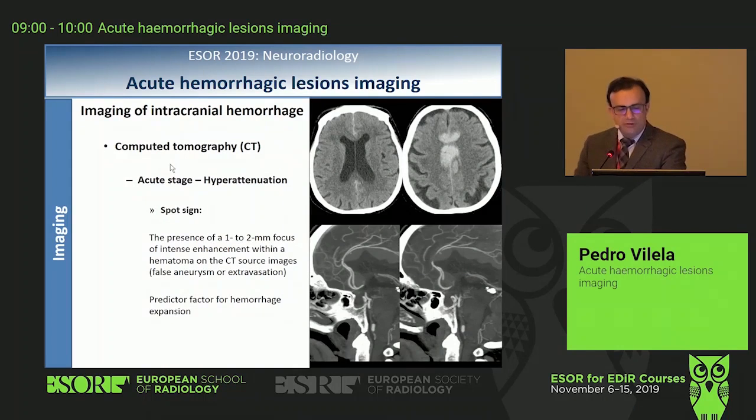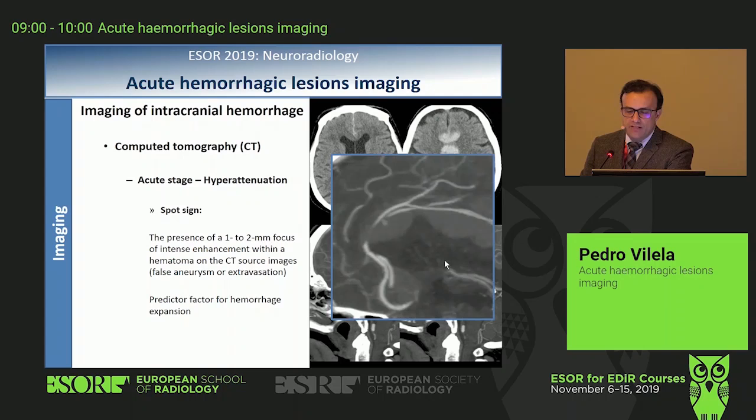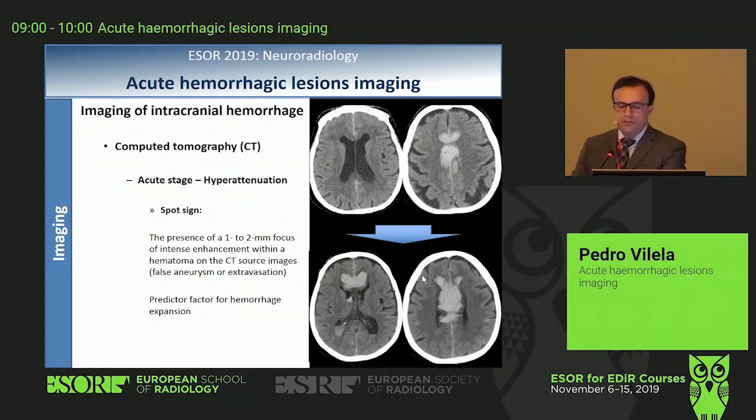Another sign that is important at the acute stage is the spot sign when you do a CTA. The spot sign means that you have extravasation of contrast from the vessels inside the hematoma. And you see here the anterior cerebral arteries, and you see some extravasation there inside the hematoma. This predicts hematoma extension, and it also points to the leakage point where there is the bleeding. And in this case, in the magnified view, you see the spot sign there, and you see that the patient continued to bleed from that point.